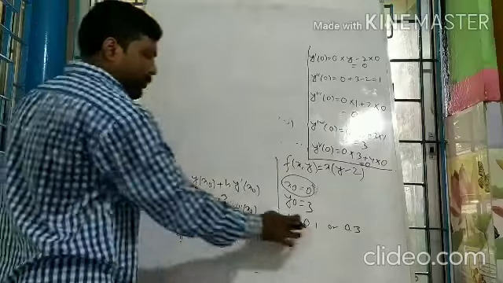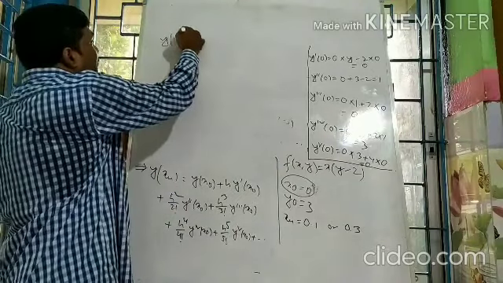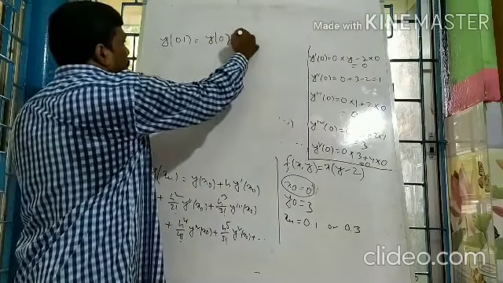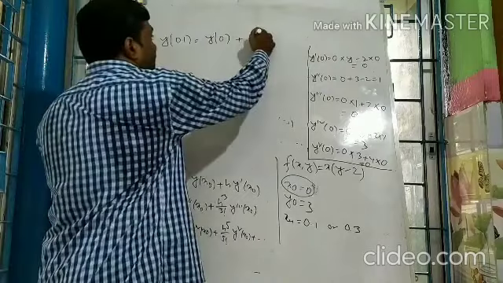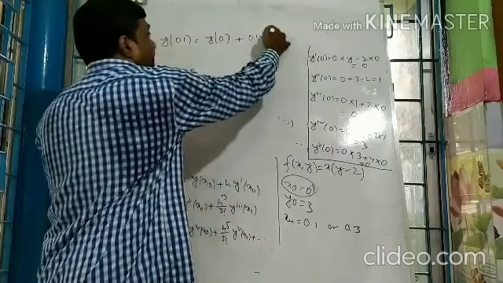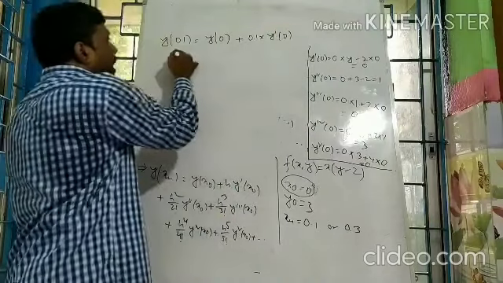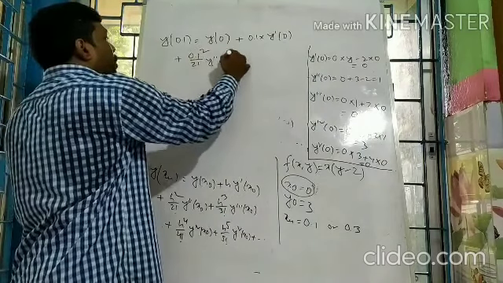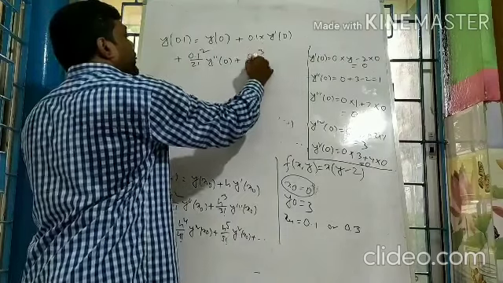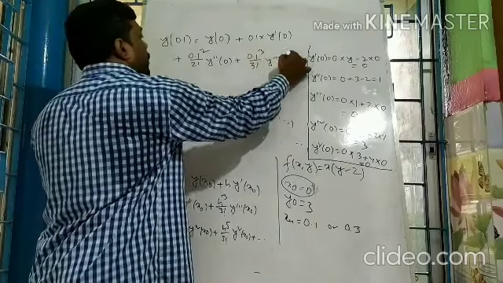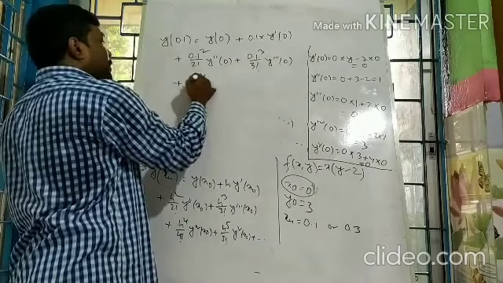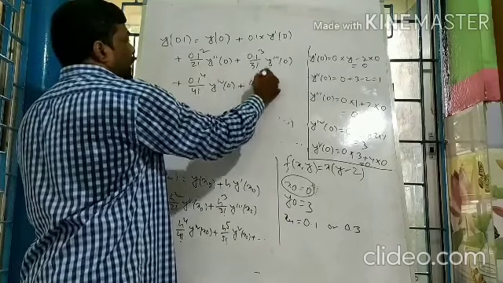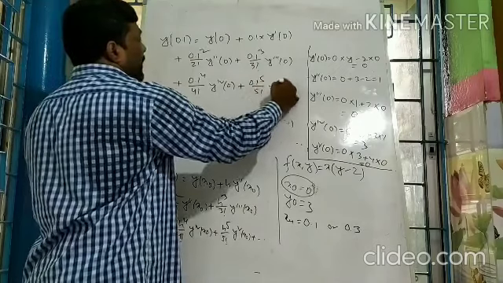Now xn is 0.1. So y(0.1) equals y(x0 + h), where x0 is 0. h is 0.1, so y(0.1) = y(0) + 0.1 y'(0) + 0.1 squared by 2 factorial y''(0) + 0.1 cube by 3 factorial y'''(0) + 0.1 to the power 4 by 4 factorial y4(0) + 0.1 to the power 5 by 5 factorial y5(0).